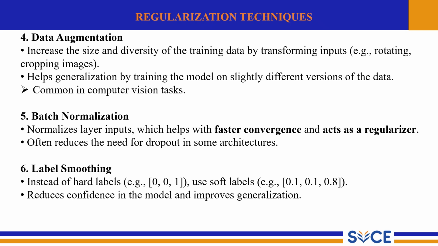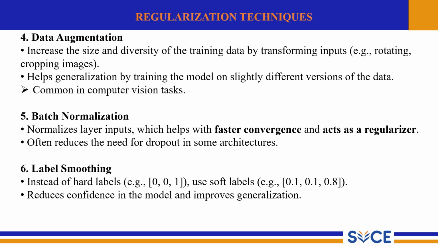Then the next one is batch normalization. Batch normalization normalizes the input to each layer, ensuring they have a consistent distribution. This leads to faster convergence during training and also acts as a form of regularization. In fact, in some architectures, batch normalization reduces the need for dropout altogether.